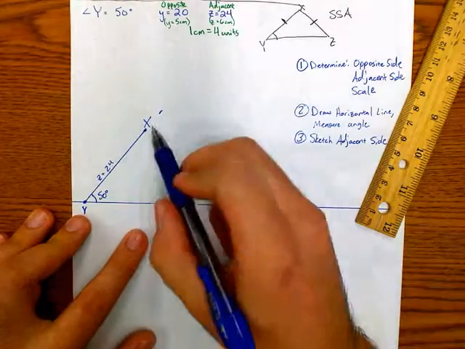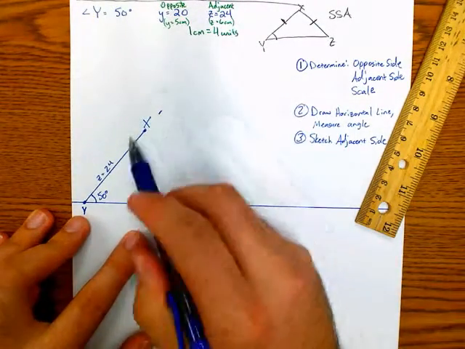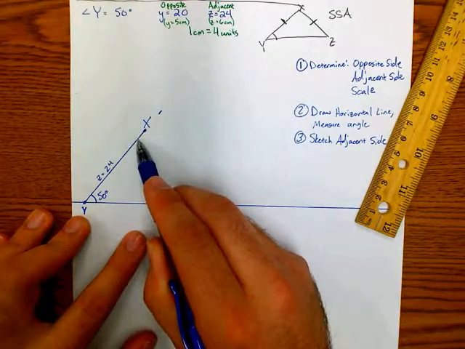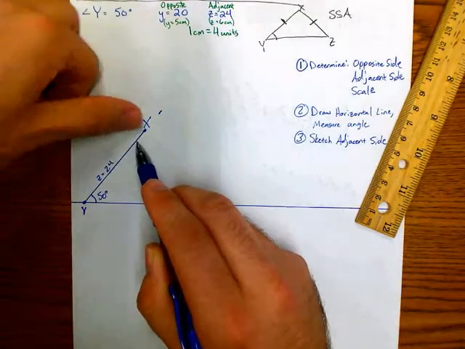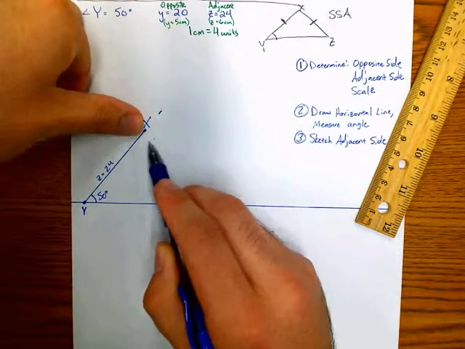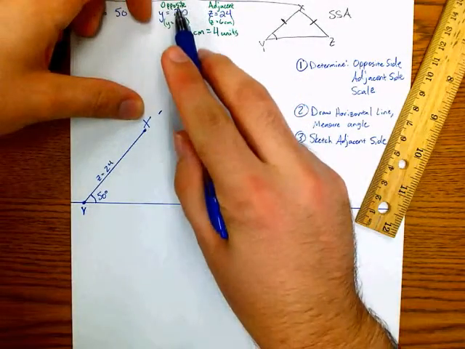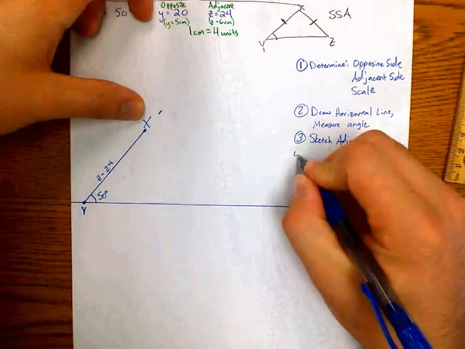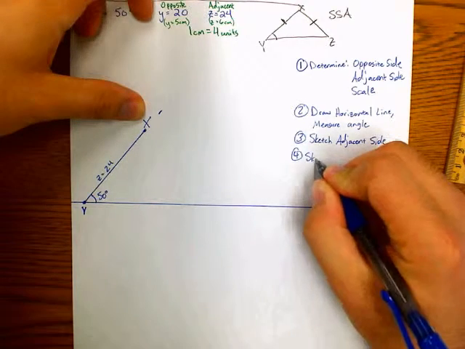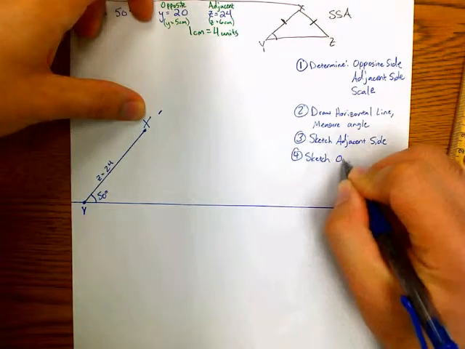Now, this is an angle-side-side case. And there's a reason why it's ambiguous, and we're about to see. We don't know this angle. We do, however, know the opposite side. So we're going to measure our opposite side, and we're going to sketch it. This is where we need to be careful.